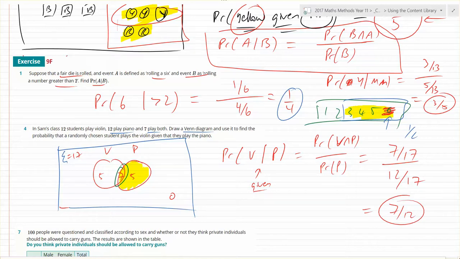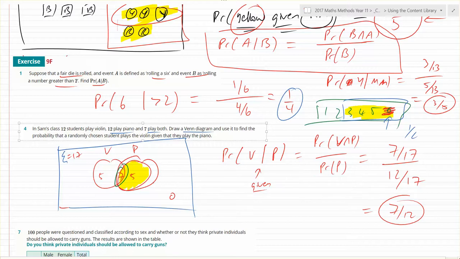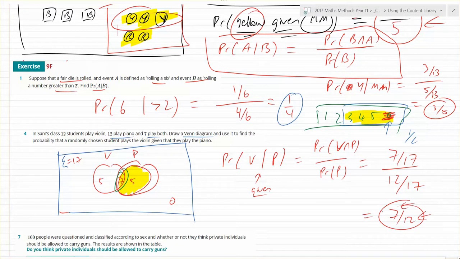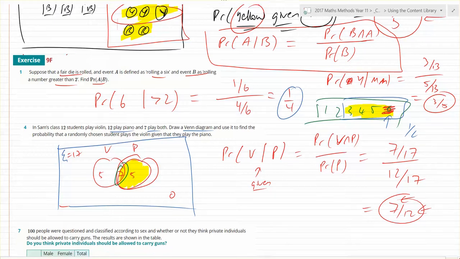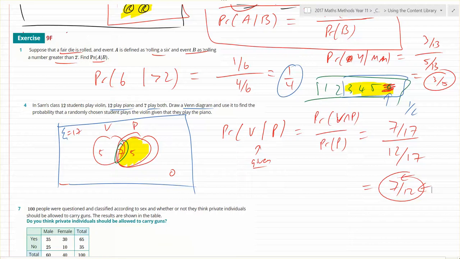Alternatively, you can just view this side, because we're interested in, given that they play piano, what's the probability they play violin too? So for piano, the total is 12, and out of that 12, 7 play violin as well. So you can apply the formula, or if the question's simple enough, you can apply the logic.